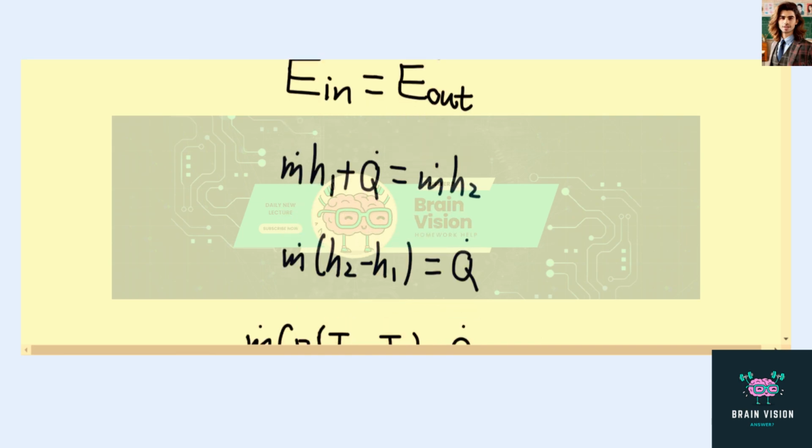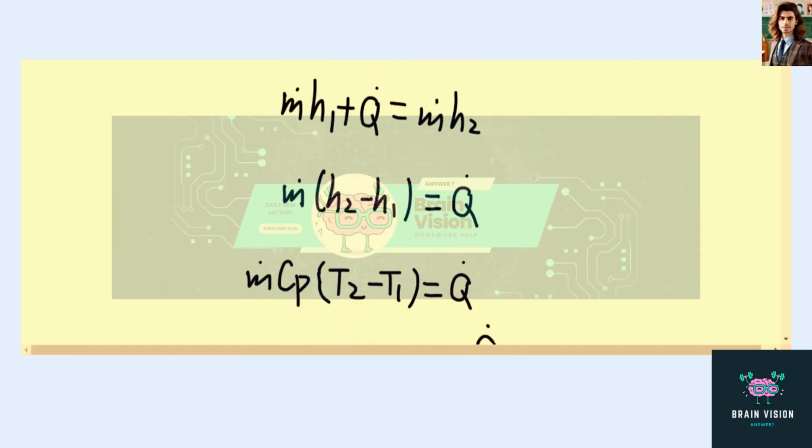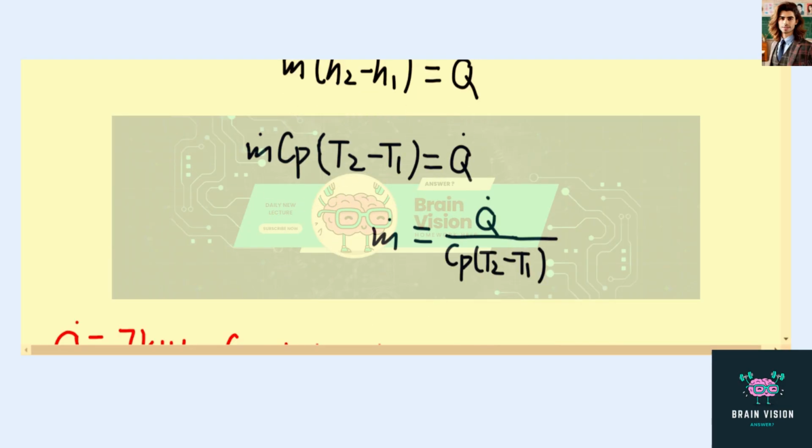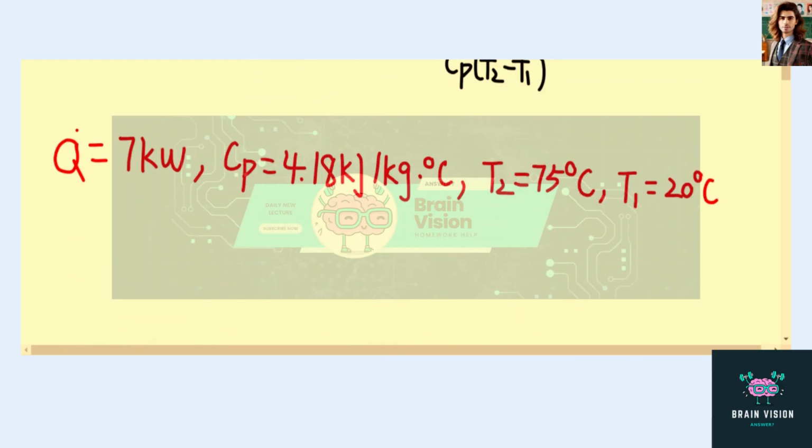If we do some arrangement here, we have m dot times (H2 minus H1) is equal to Q dot. And we know H2 minus H1 can be expressed as Cp times (T2 minus T1). Cp is the specific heat for the water, T2 is the final temperature, and T1 is the initial temperature. So eventually we'll have m dot is equal to Q dot over Cp times (T2 minus T1). We know Q dot, the rate of heat transfer, is given as 7 kilowatts.